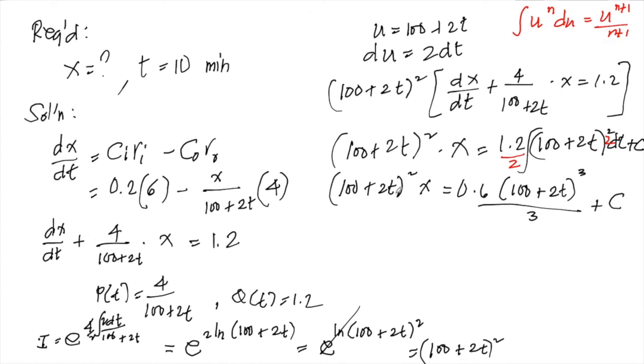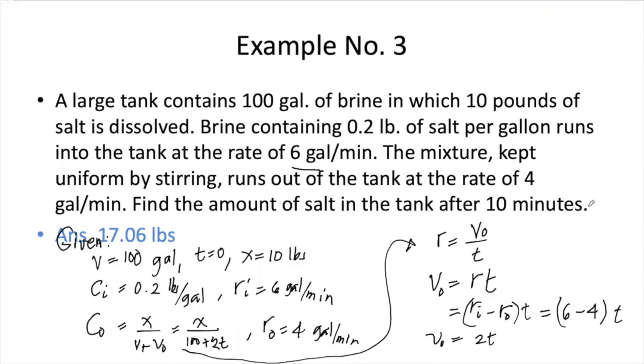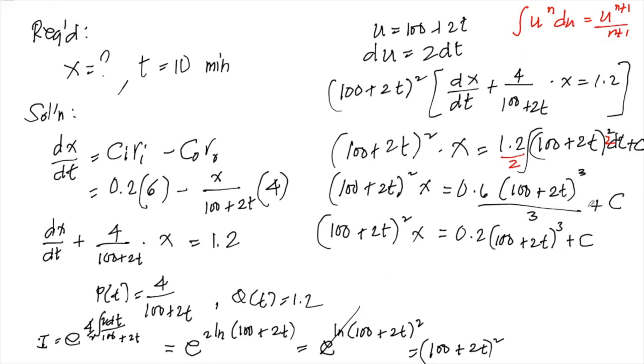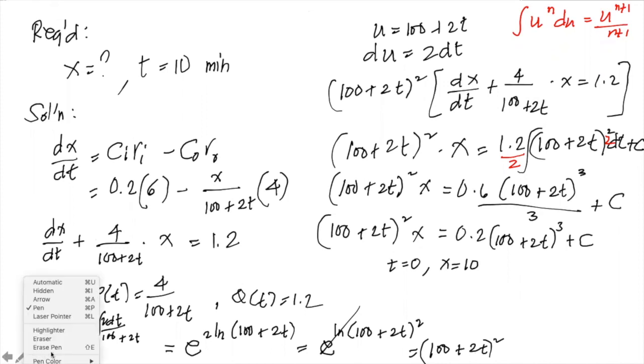But prior to that, let's solve first for the value of arbitrary constant. So lagay ko muna dito 100 plus 2t squared times x equal to 0.2 times 100 plus 2t raised to 3 plus c. May condition tayo, di ba? Sa given nakalagay, initially, the amount is 10 pounds. Time is equal to 0, the amount is 10 pounds. So plug in mo lang dyan. So ibahin ko lang yung color para dun sa value ni arbitrary constant C. I'll be using a red.